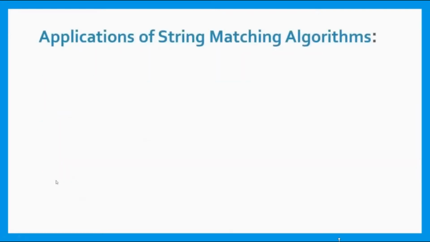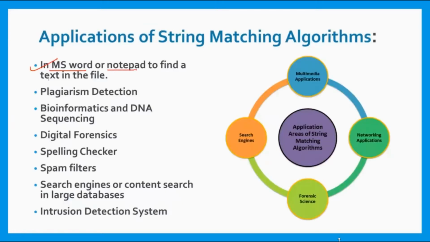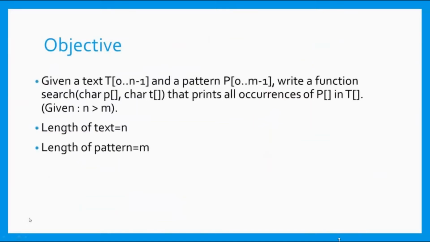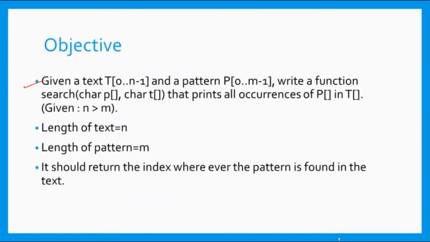We might think, what's the use of string matching algorithms? These algorithms are used in some commonly used software like MS Word, Notepad, etc., in search engines, and the list goes on. Here our objective is: we are given a text T and a pattern P in the form of arrays. We need to write a search function that prints all occurrences of the pattern in our text. We are given that the length of the text is n and the length of the pattern is m, with n greater than m. We should get the index number where the pattern is found in the text.